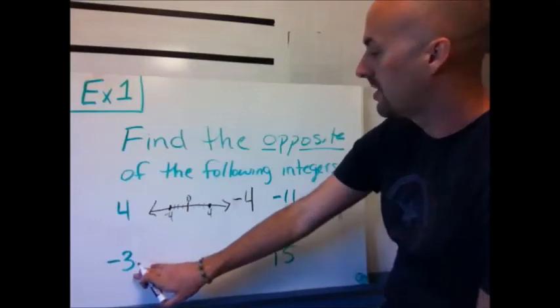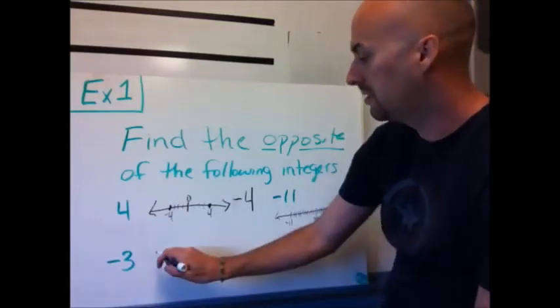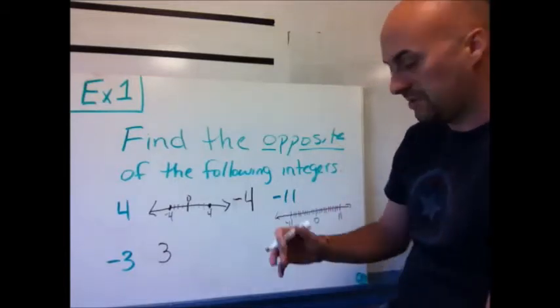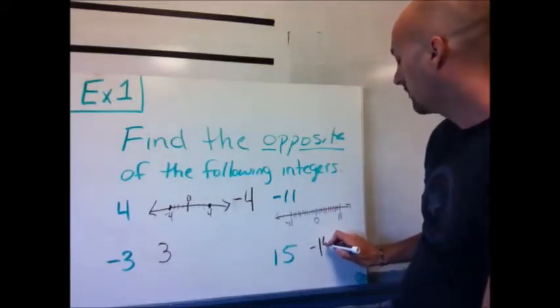So here's negative 3. Its opposite would be 3. Here's 15. Its opposite would be negative 15. Right?